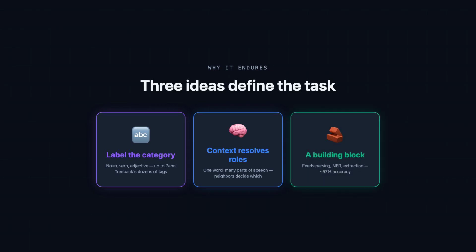Third, tags are a building block for everything above them. They feed parsing, named entity recognition, and information extraction, and help distinguish word senses. It's one of the oldest and most studied tasks in the whole field, with the best taggers reaching around 97% accuracy, which is why it quietly sits under so many bigger systems.